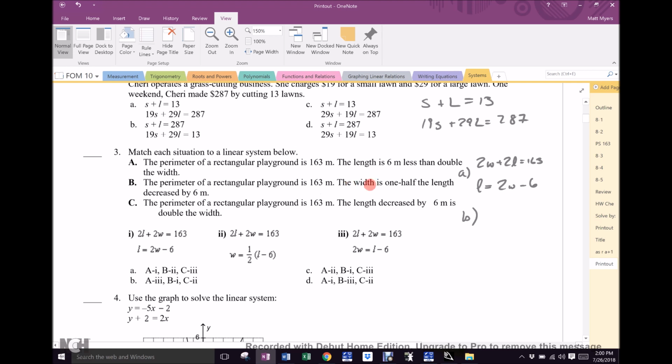B, the width is 1/2 the length decreased by 6. So the width equals 1/2 of the length minus 6. Oh, okay. Well, A is 1.